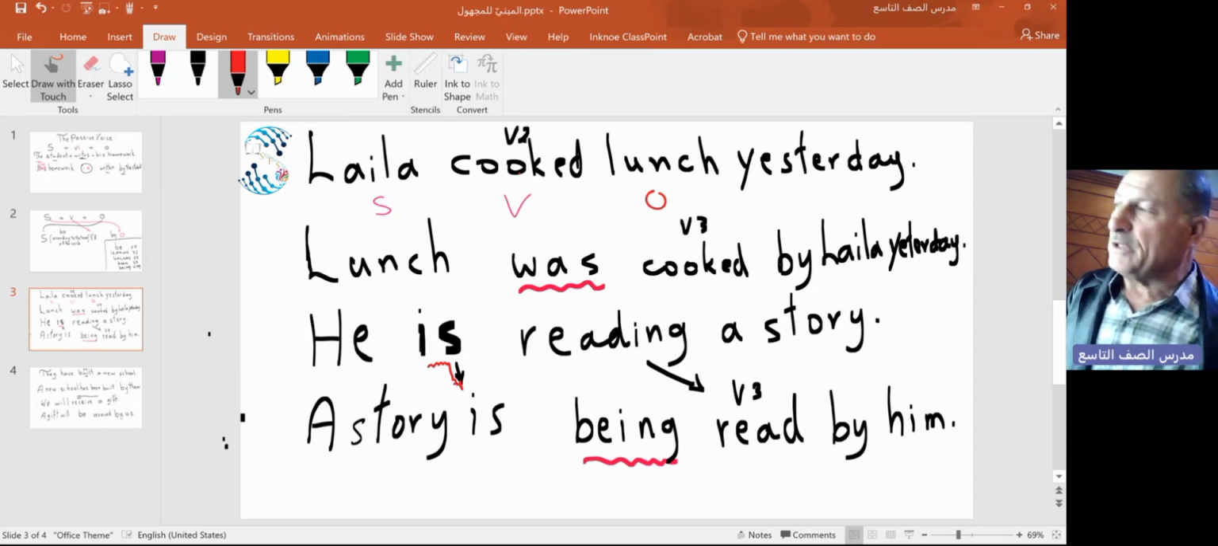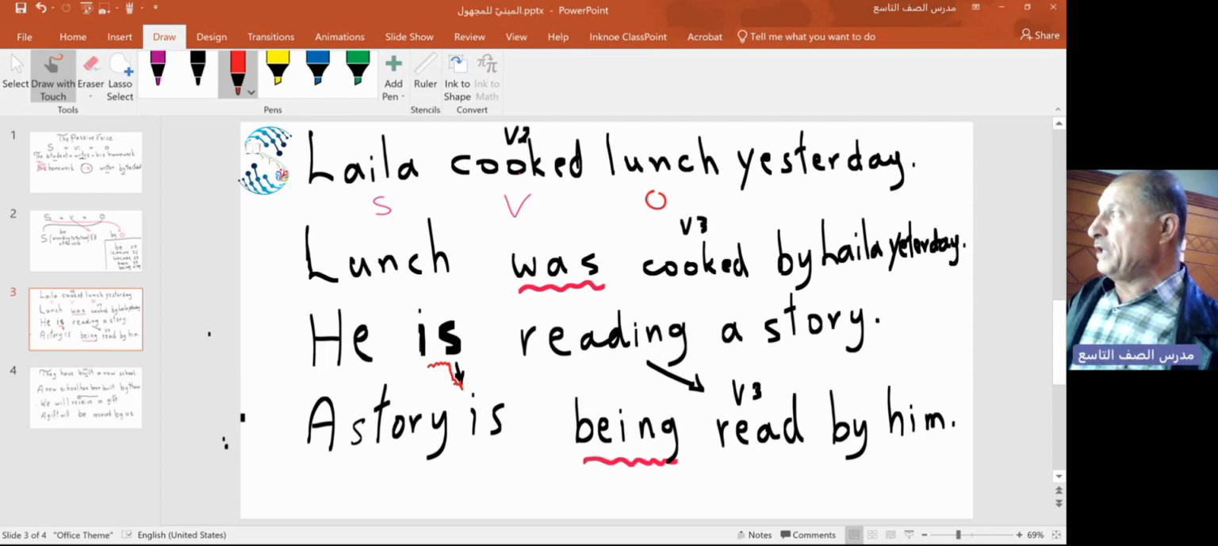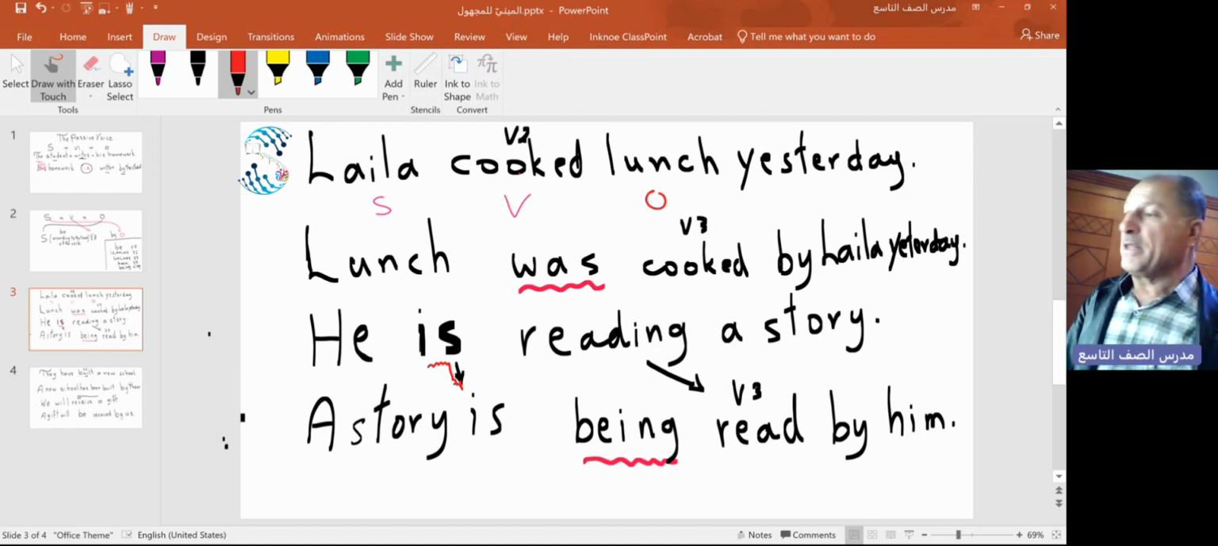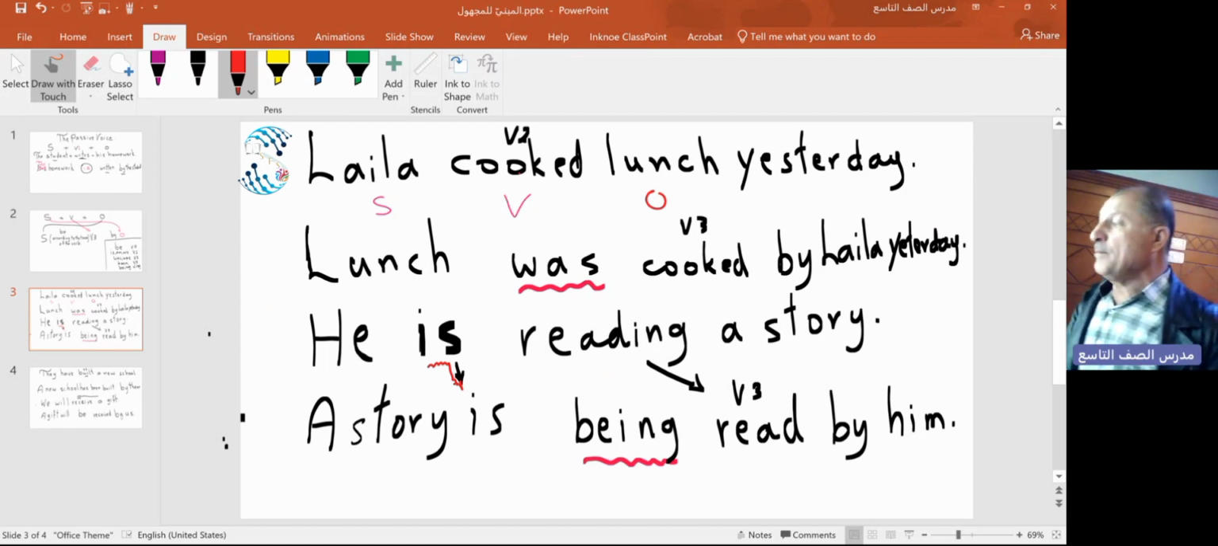If the subject is singular, we use is as it is. And if the subject is plural, we change it into are. So if we have stories here, we say stories are. But as we have a singular word, we say a story is. And the verb reading, we change it into verb 3, read. And we replace be with the same form, which is being. So, a story is being read by him.